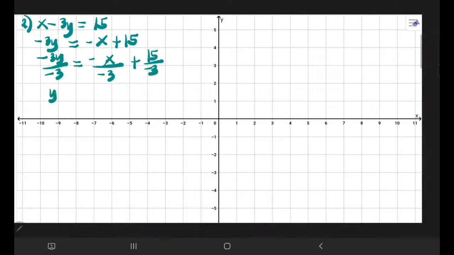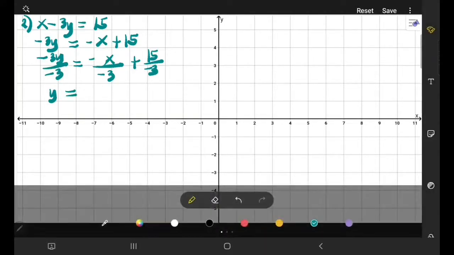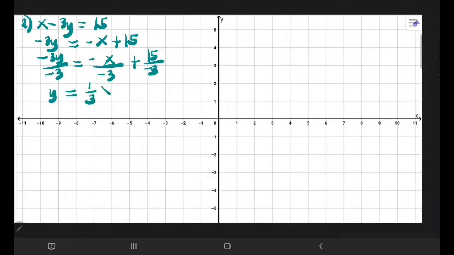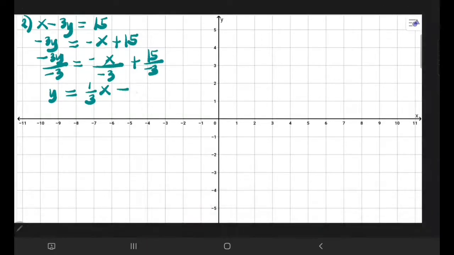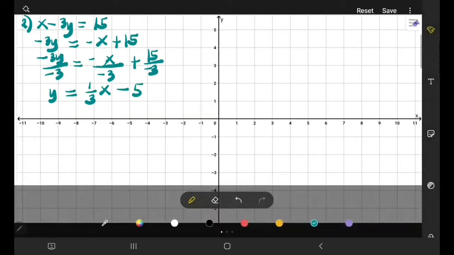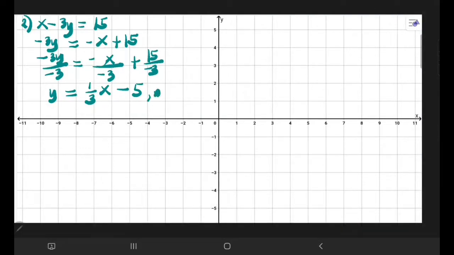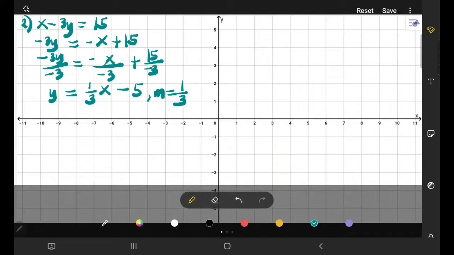So y equals negative x plus 15 over negative 3. Negative x divided by negative 3 becomes positive. And we all know that the numerical coefficient of x is negative 1, so that becomes 1/3 x. 15 divided by negative 3 is negative 5. So the slope is 1/3. And then you get another point.